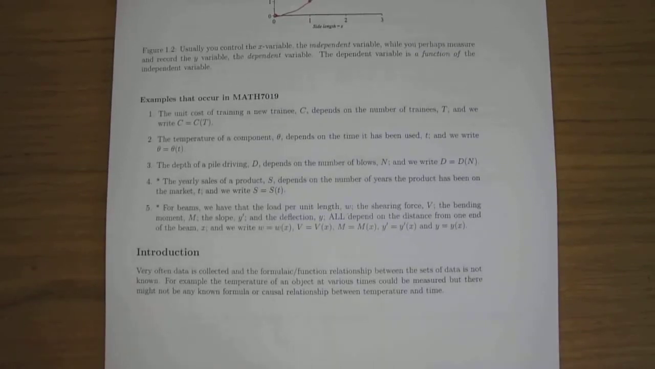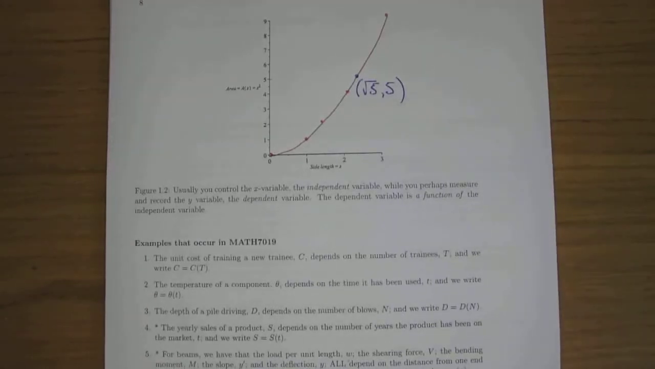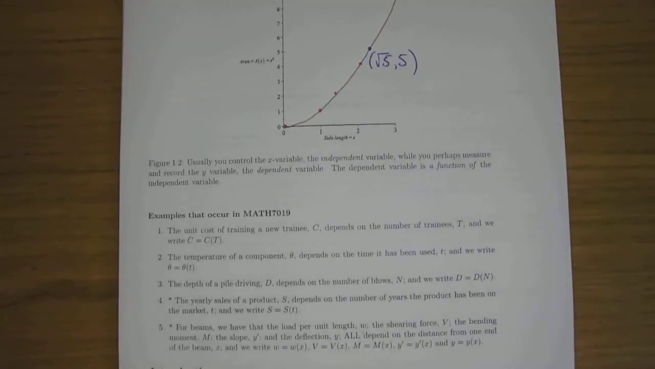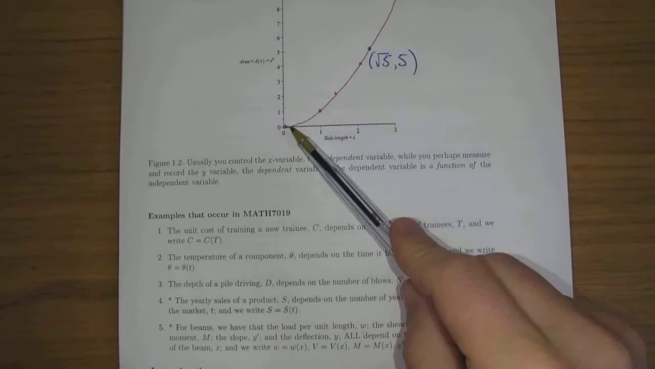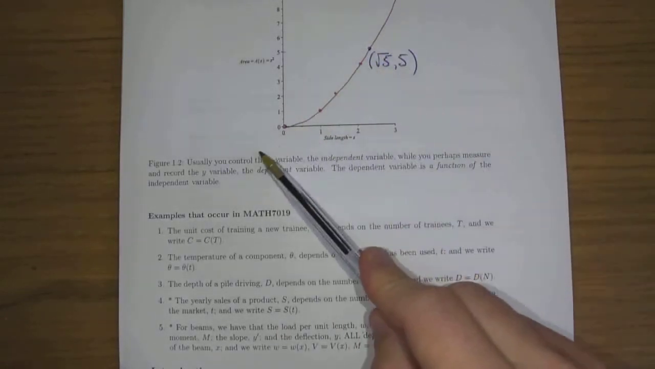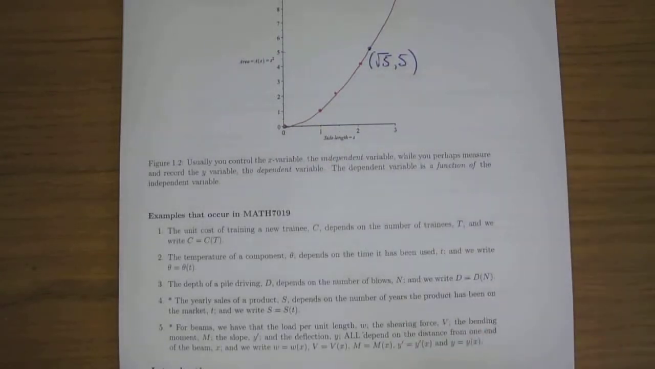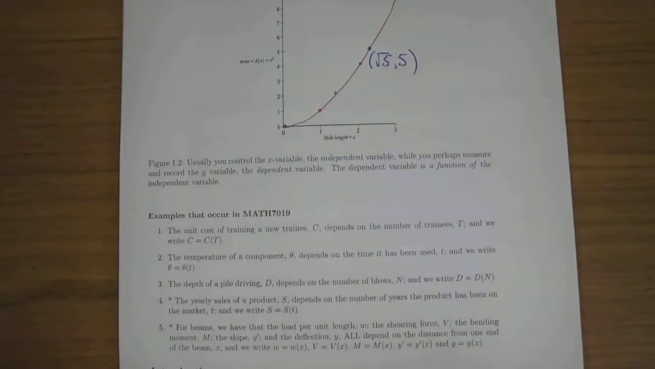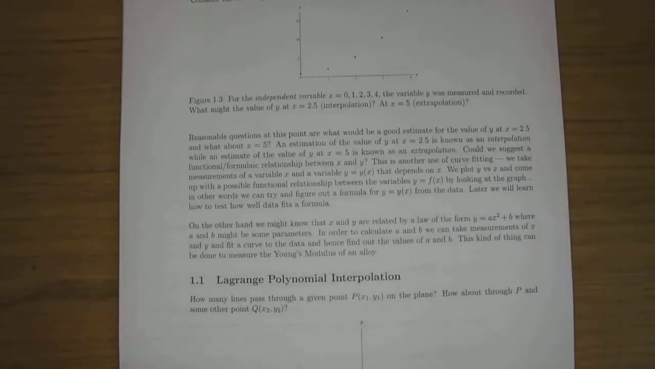What have we got here? Very often data is collected and the relationship between the sets of data is not known. For example, the temperature of an object could be measured, but there might not be any known formula for this. I think what we're getting into is why are we looking at curve fitting? Curve fitting is, you have some data, you want to find the equation of this. Now it doesn't necessarily have to go through all the points, as we'll talk about a bit later. That mightn't actually be good, especially if measurements have errors.